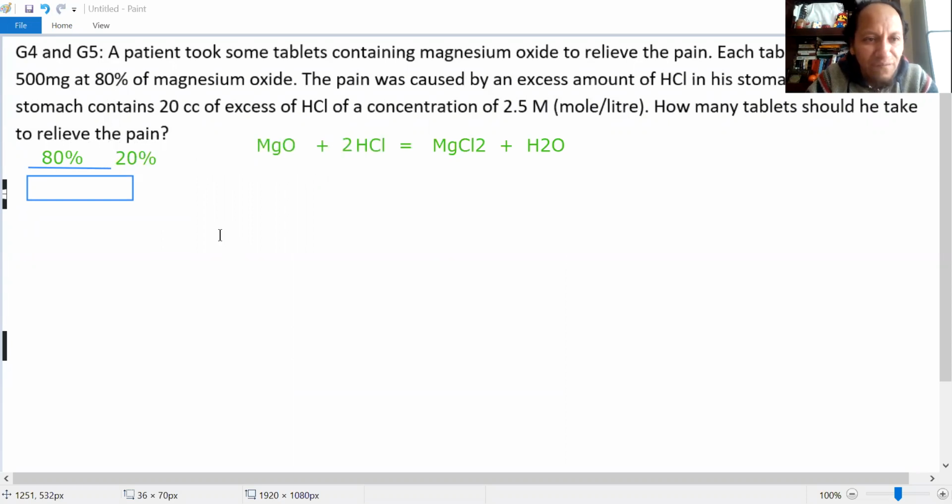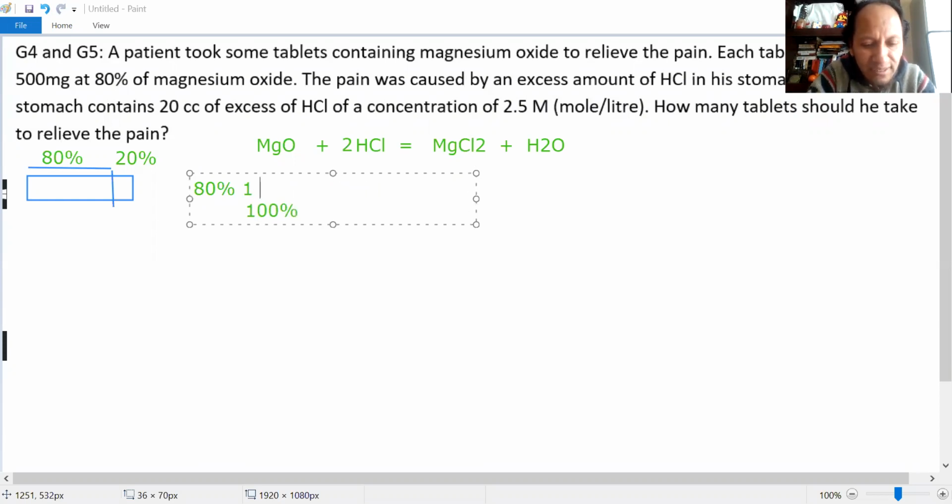So the pill is not pure. Only 80% of it is real magnesium oxide. What's the meaning of that? That you're going to do the calculation. So that 80% is magnesium oxide, right? And you know that 100% is in one pill. So one pill, 80% and so on. So it's going to work something like this.